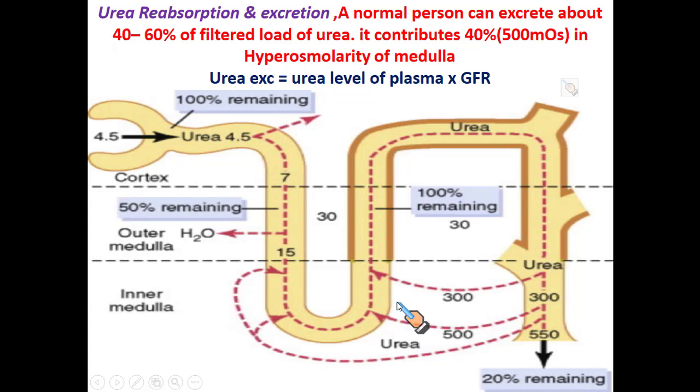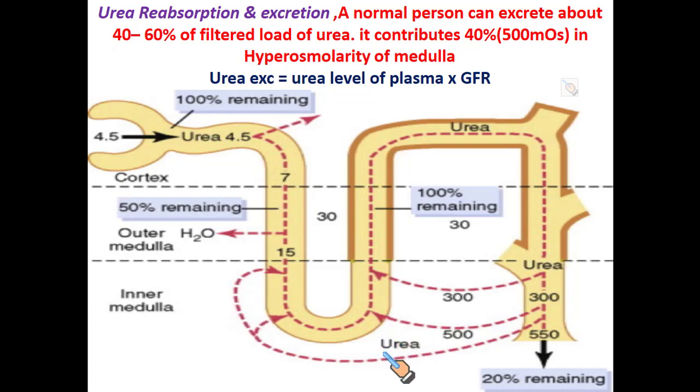Now let's discuss the remaining 40%, from where that remaining 40% of the hyperosmolarity of this area comes. Actually, now we are going to discuss the role of urea. Urea is basically formed in the liver, although how it is formed is a topic for biochemistry.